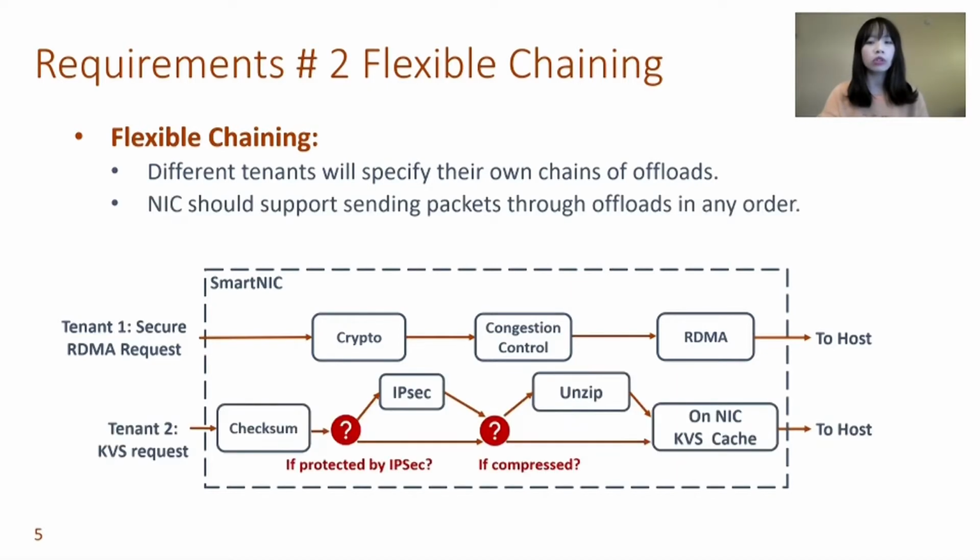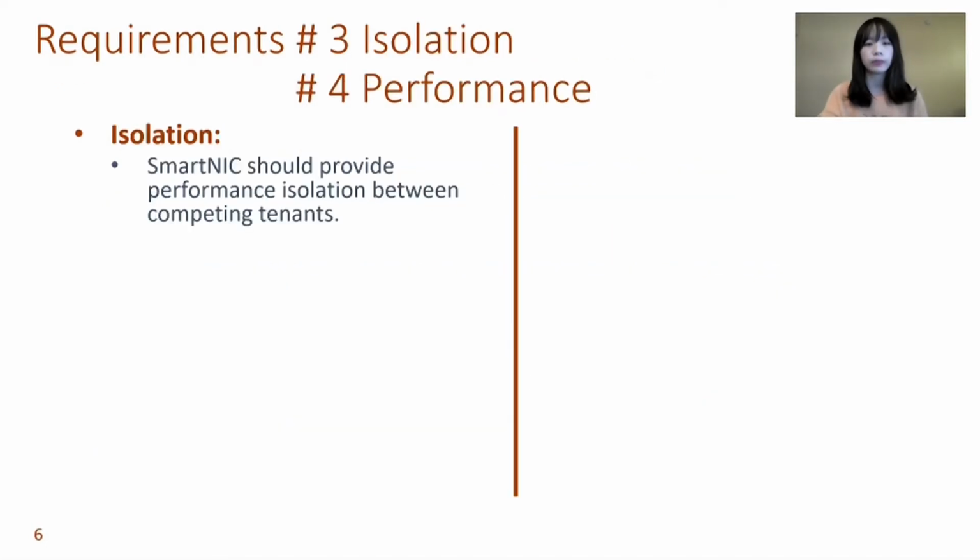Besides, it is also important for the NIC to support sending packets through offloads in any order, since not every packet needs every offload. Like, imagine tenant 2 is running a KVS that serves requests from both data center clients and wide-area distributed clients. The NIC should first decide whether this incoming packet is protected by IPsec. If not, the NIC should allow this packet to directly bypass the IPsec engine.